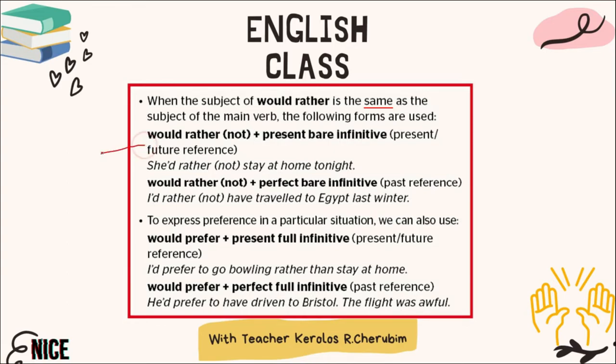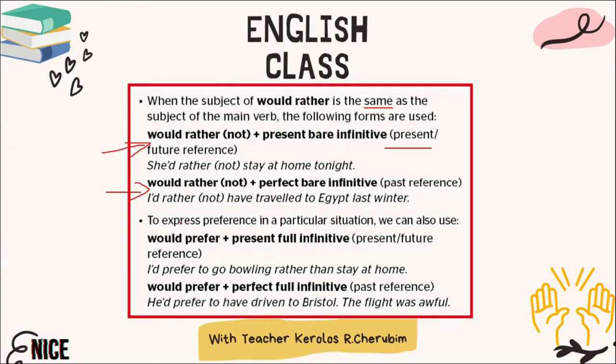First, if you would like to talk about this in the present, you'll be saying would rather plus the present bare infinitive. That's for present or future reference. She would rather not stay at home, or she would rather stay at home tonight. Let's go to the past one. If you want to talk about the past, you'll be using the perfect bare infinitive. I'd rather have traveled to Egypt, or I'd rather not have traveled to Egypt last winter.